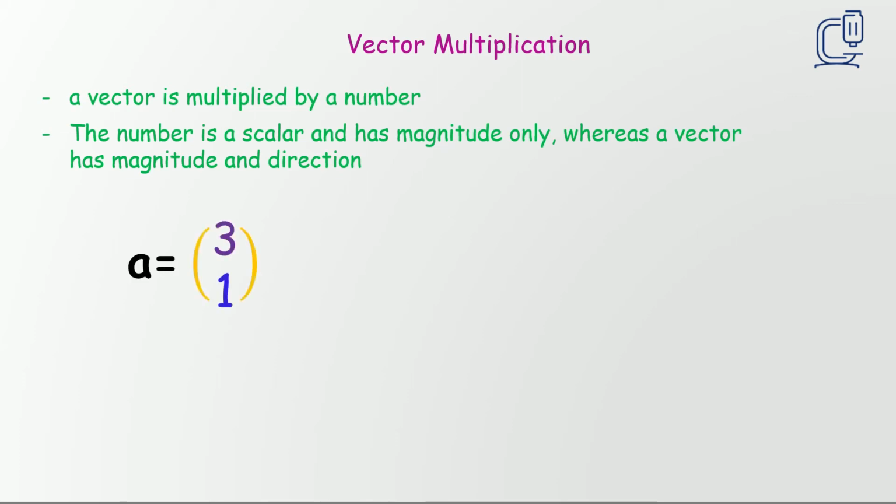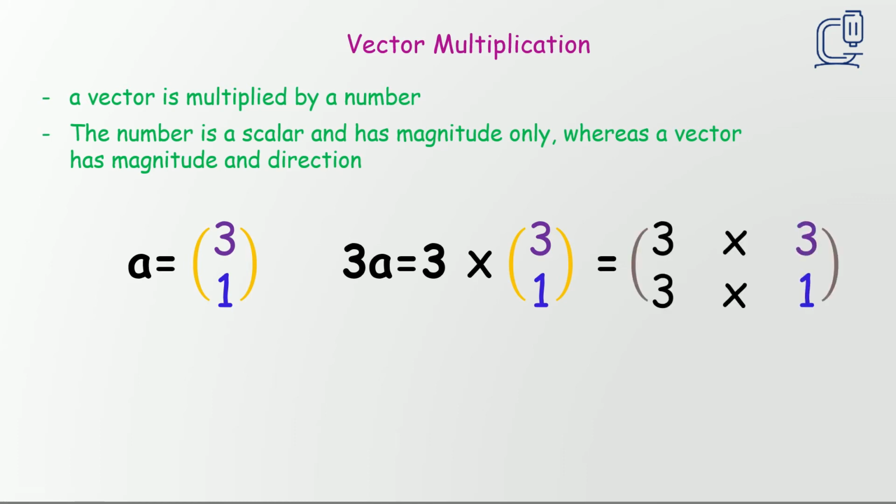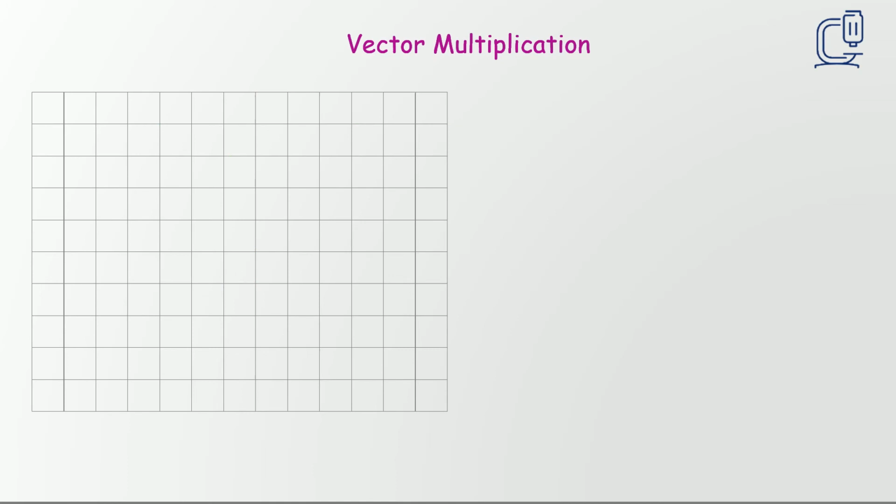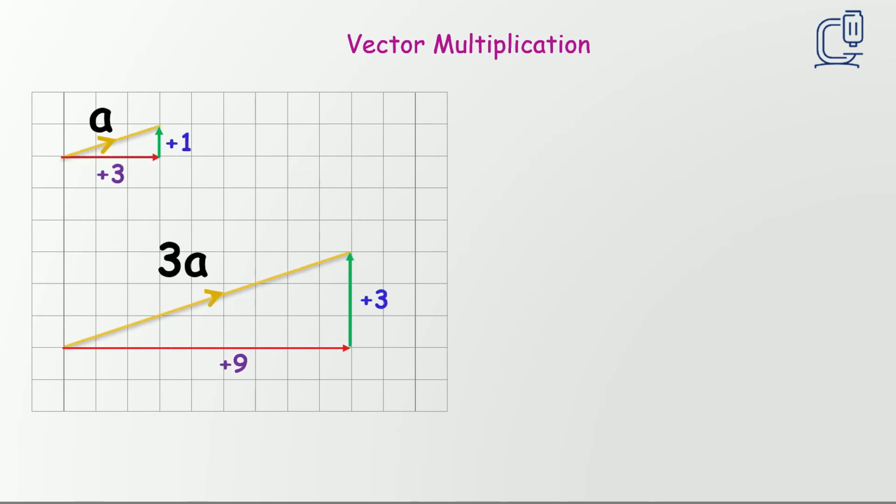Vector A is 3 and 1. So multiplying vector A by 3 would be 3A is equal to 3 times vector 3 and 1. And that is the same as 3 times 3 and 3 times 1, which gives 9 and 3. Now graphically we can go from vector A to vector 3A like this. So we tripled the length.